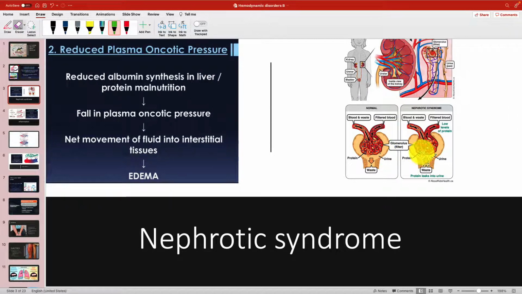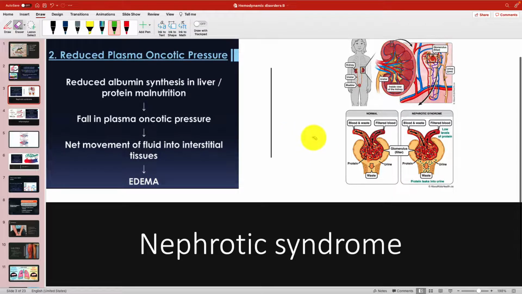So when these proteins escape the kidney because of issues, because of a disease or trauma or infection or whatever, all these proteins get into the urine and they leak out. So if they're leaking out of the blood and going into the urine, we lose oncotic pressure. Here you can see these large proteins enter the kidney and then they get reabsorbed back into the blood because we don't have any damage or any sort of complications here.